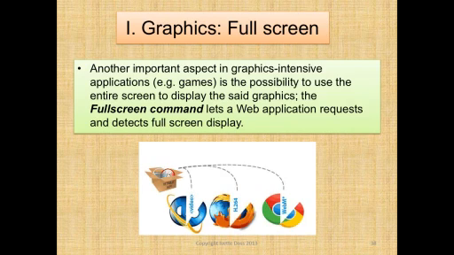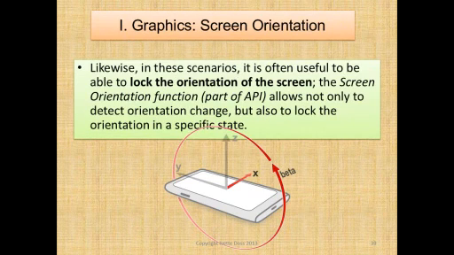So we're talking about graphics related to full screen. We have a special full screen command, using an API as usual, to let a web application request and detect full screen display. We're talking about screen orientation, so my favorite word is accelerometer, but we also have a special part of the API, the screen orientation function, that can lock orientation on your screen, unlock, or make rotation of your screen and things like that.